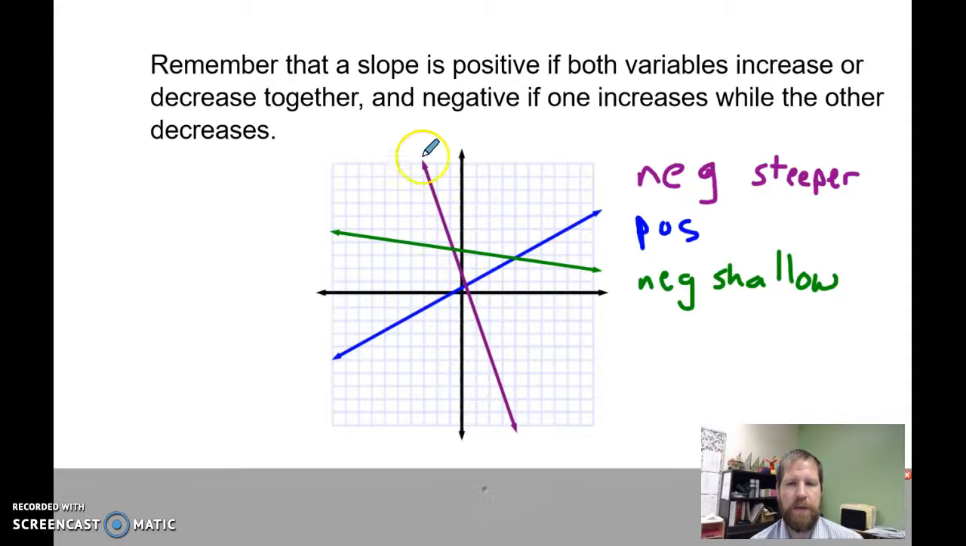Okay? The steeper your slope, the greater the absolute value. Okay? It can either be a really large negative number or a really large positive number, but it's going to be a larger number. And the shallower your slope, the smaller the number is going to be. Okay? It's going to be a lower value.